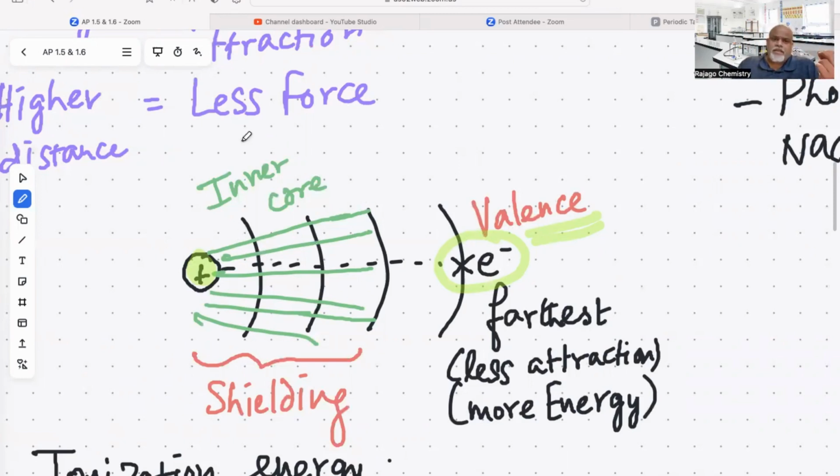These inner electrons, when they revolve around, give what is called the shielding effect, by which the outer electrons are more free to move. That means we can easily take out these outer electrons compared to the inner electrons.